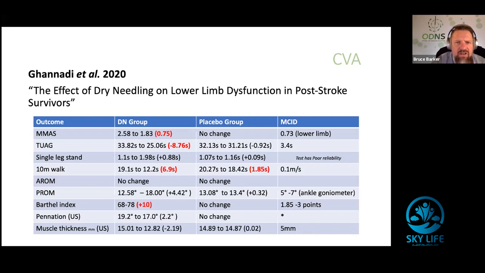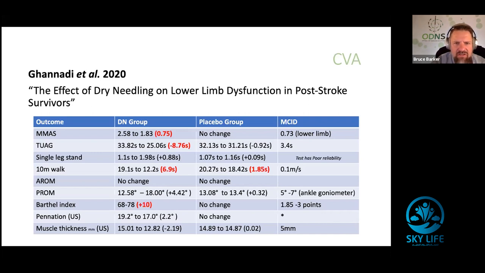How about the 10 meter walk? Never mind how fast you do it, okay? So they got much faster in the needling group, nearly 7 seconds faster, but the placebo group was only nearly 2 seconds faster. MCID there is 0.1 meters per second. So you can see the improvement in the needling group is massively more than just the placebo group, which is good, okay? It's good that the placebo group improves because you would think that normal physio should actually work, and it does. But you get more bang for your buck from the needling.